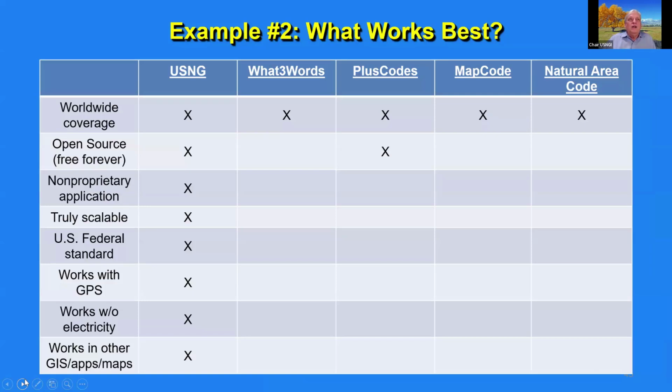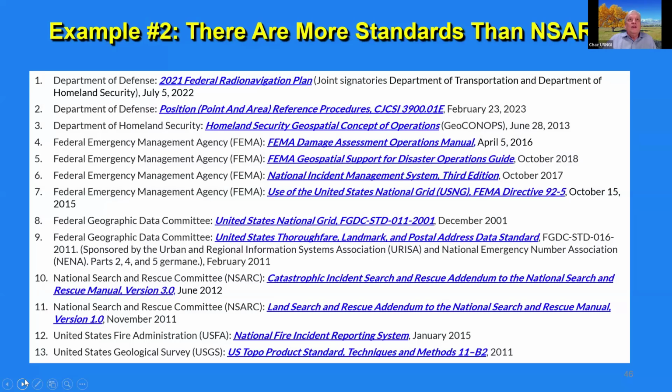This is just the reminder grid of what USNG is capable of doing versus what these other approaches to your location hold the potential to do. And clearly, if you're looking to have in place the best solution inside your software, it certainly looks to me like USNG is the winner. And then there's this thing. You mean there's more standards than NASARC? Well, we've listed on the website all the various places in which U.S. National Grid is either mandated or provided as a reference for how business should be done.